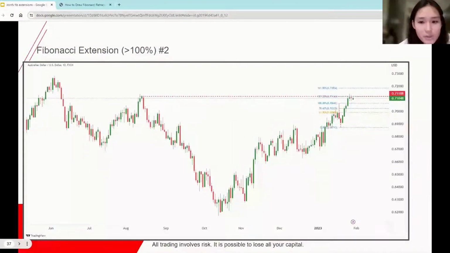Here's another example. So this is on the daily time frame. And you can see that there is a swing high that's in line with the 127.2. It's quite small. So obviously, the clearer the Nike tick, the better. But if you have a small movement like this, that works as well.